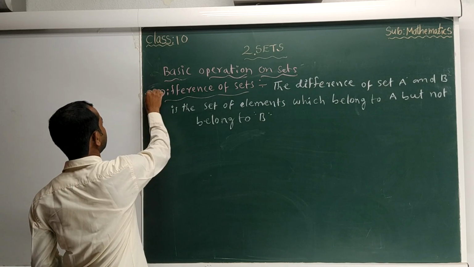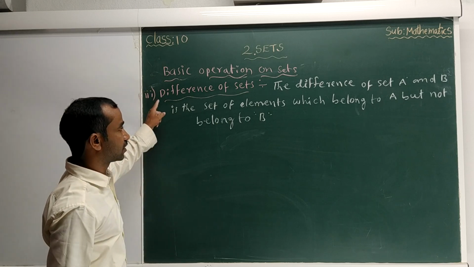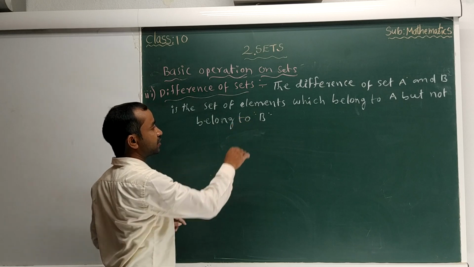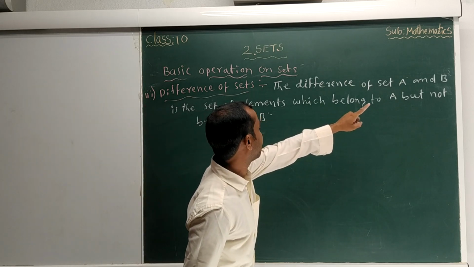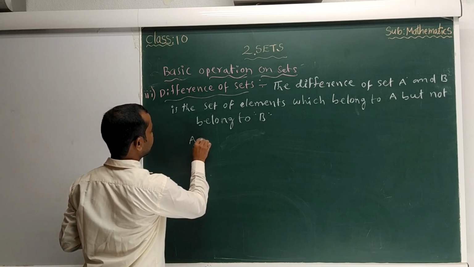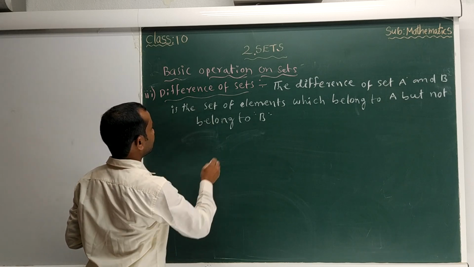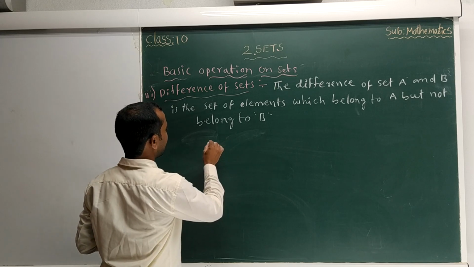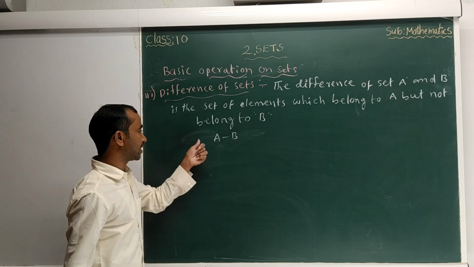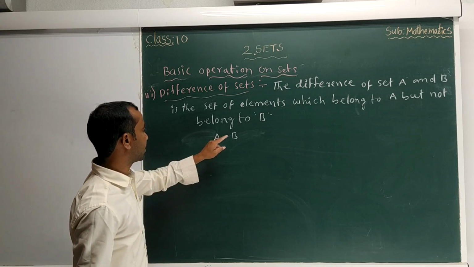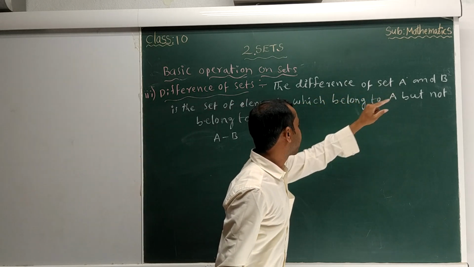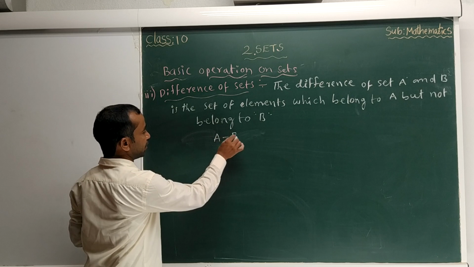Next, third one, difference of sets. The difference of sets A and B is the set of elements which belong to A but do not belong to set B. The set difference of two sets is denoted by A minus B. Simply we read it as A minus B. Okay. This is the difference of two sets.